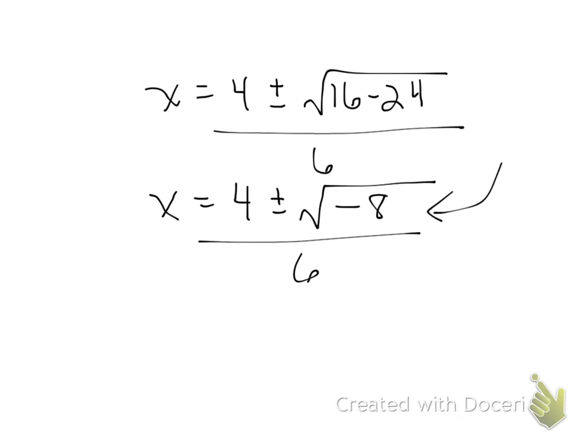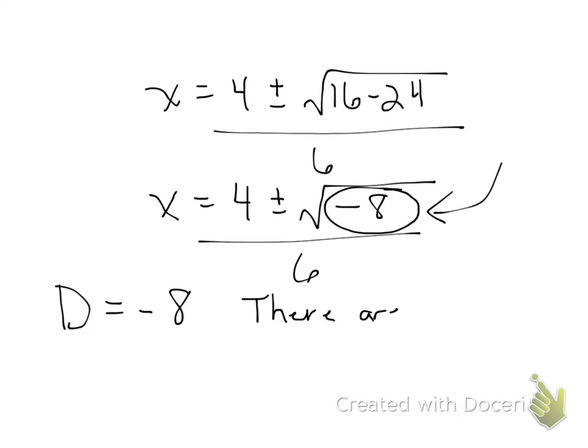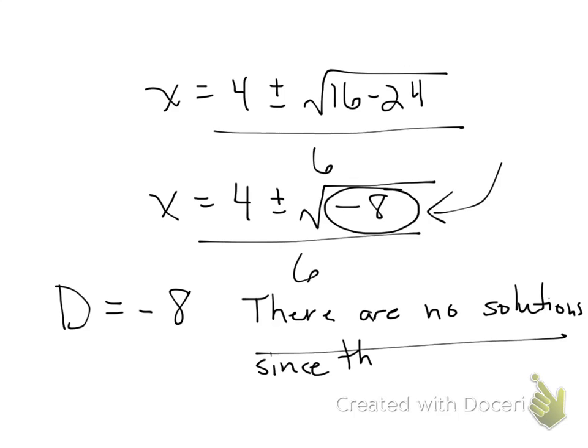Now there's a problem here, because if you go to do the square root of a negative number, it's not going to work. So your discriminant, the part that's inside your square root, is negative. And since it's negative, there are no solutions. There's no way you can keep going here. It's impossible. So there is no solution since there is a negative square root. So it's very important for you to write the reason why you can't keep going.